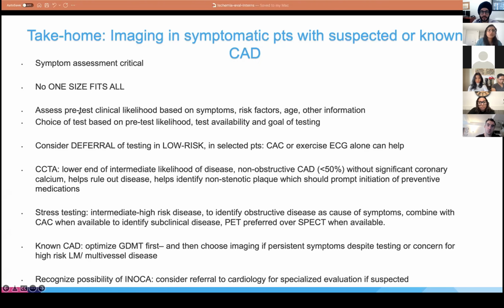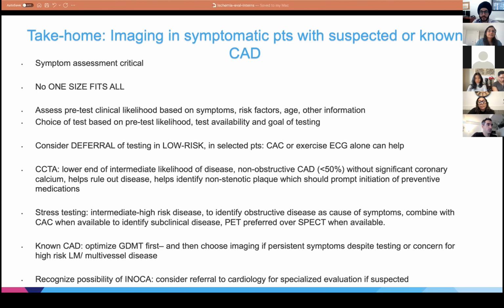So the main take-home points: whenever you have a patient in your clinic who presents with chest pain or dyspnea and you're thinking about coronary artery disease, first assess the symptoms. Figure out if you're going to classify them as completely non-cardiac symptoms, or could they be possibly cardiac related, or definite cardiac related symptoms? When you're choosing testing in patients, there's no one size fits all. You have to try and choose different tests based on what your clinical question is.